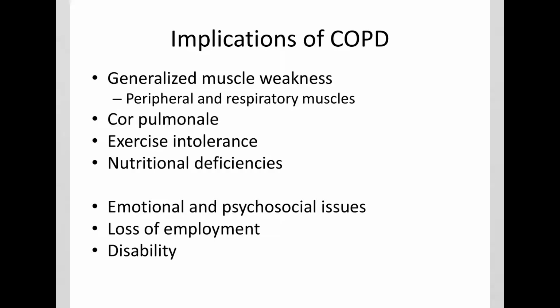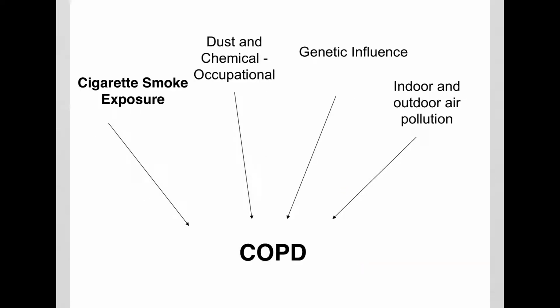And then there's the more patient-level things that are going on, the emotional, psychological issues. It's very stressful to not be able to breathe and to worry about that, as you can imagine. If you have trouble walking up a flight of stairs or doing just basic activities, it's hard to work, and you might become disabled. So these implications of COPD carry into who we are as an individual and what we can do in society. What are some of the irritants?